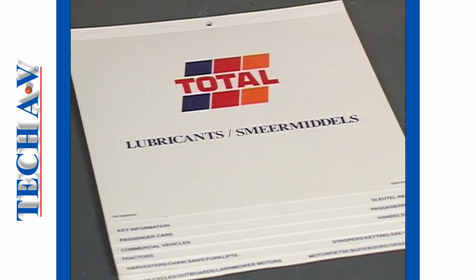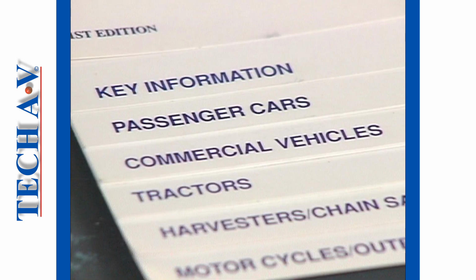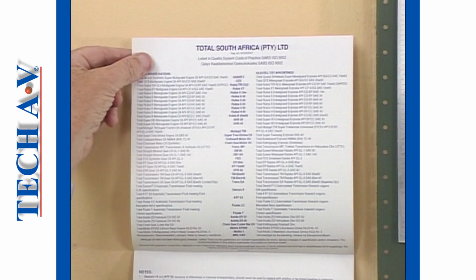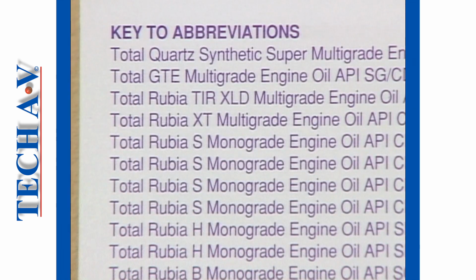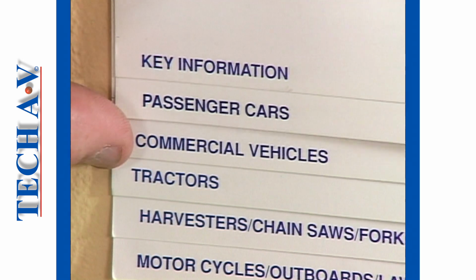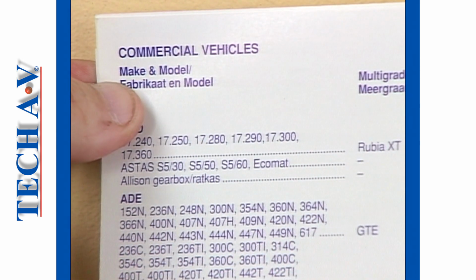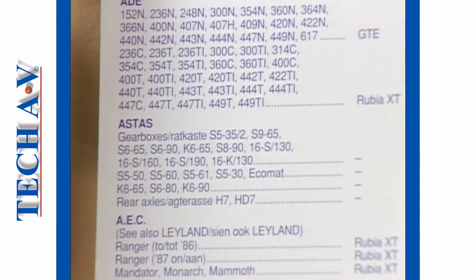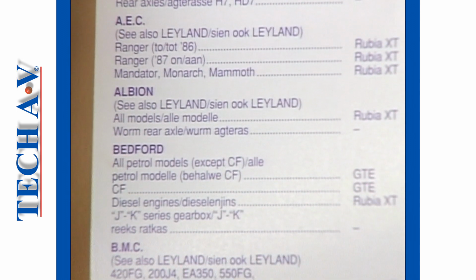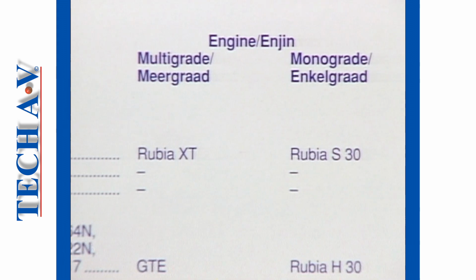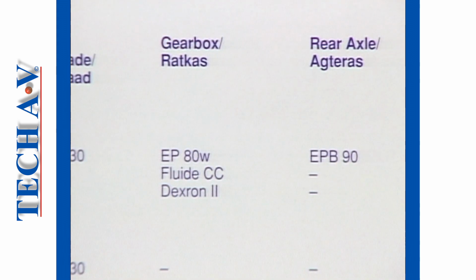Some oil companies have produced lubrication charts to help us select the correct lubrication. This chart is for equipment with engines, like cars, trucks, tractors, and so on. The chart lists all that company's lubrication products by the trade name and by a general description of each product. By returning to, for example, commercial vehicles, most popular makes of engines and vehicle types are given, and the recommended lubricant for engines, gearbox, and rear axles are listed.